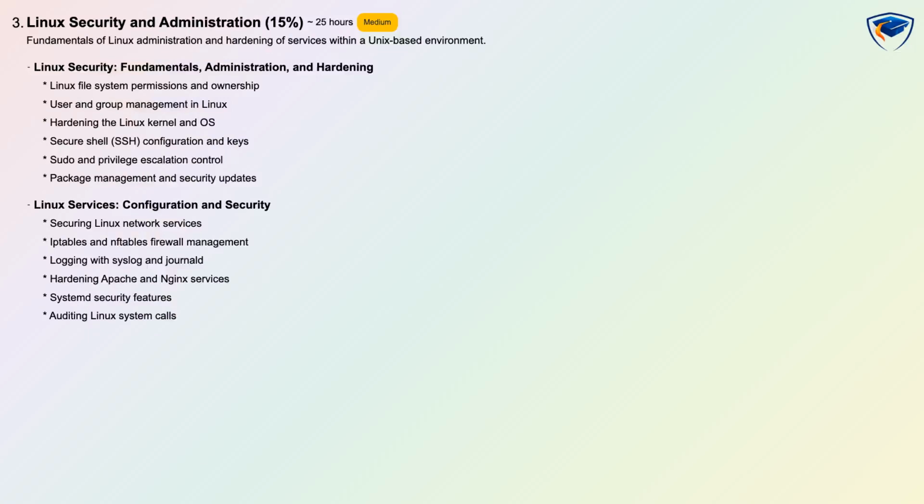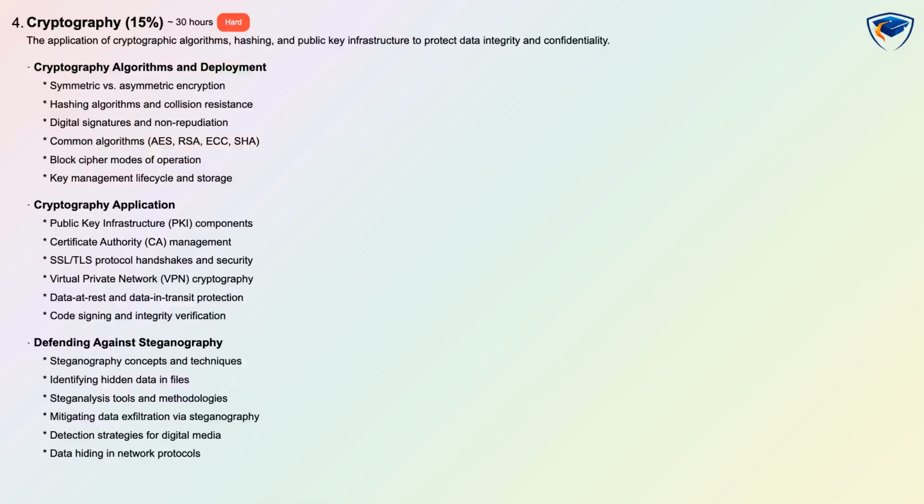system calls for investigations. Cryptography is 15%, considered hard, with around 30 hours of study and conceptual plus scenario-based assessment. You will cover symmetric and asymmetric encryption, hashing and collision resistance, digital signatures, and common algorithms such as AES, RSA, ECC, and SHA. The course explains block cipher modes, key management life cycle and storage, and how to deploy PKI with certificate authority management. You will also study SSL/TLS handshakes, VPN cryptography, data at rest and in-transit protections, code signing, and steganography detection and mitigation techniques.